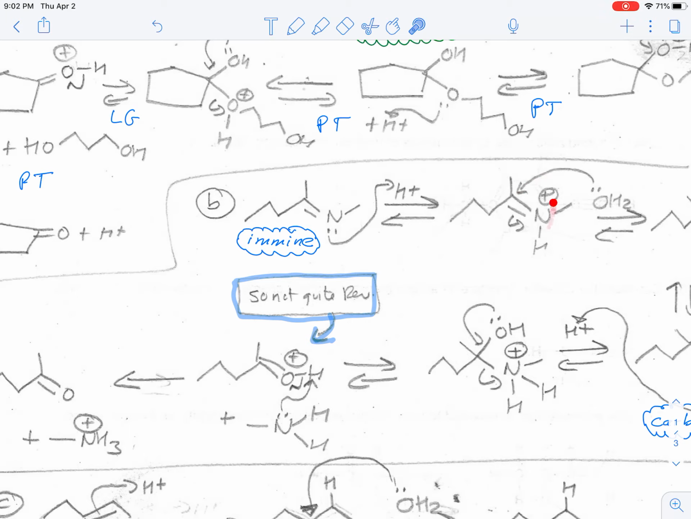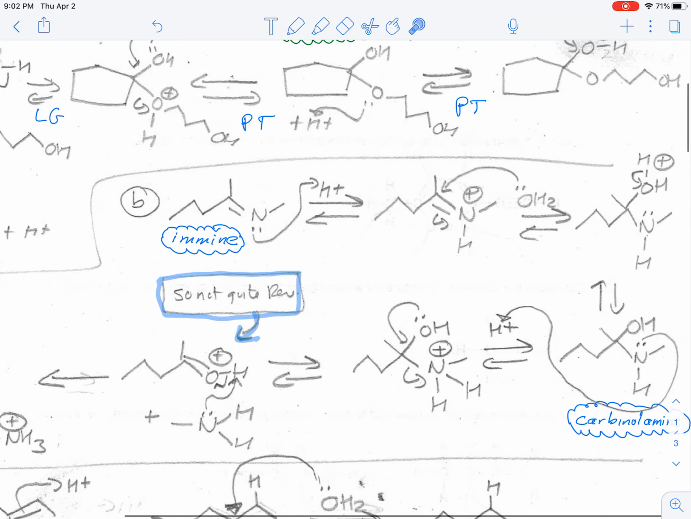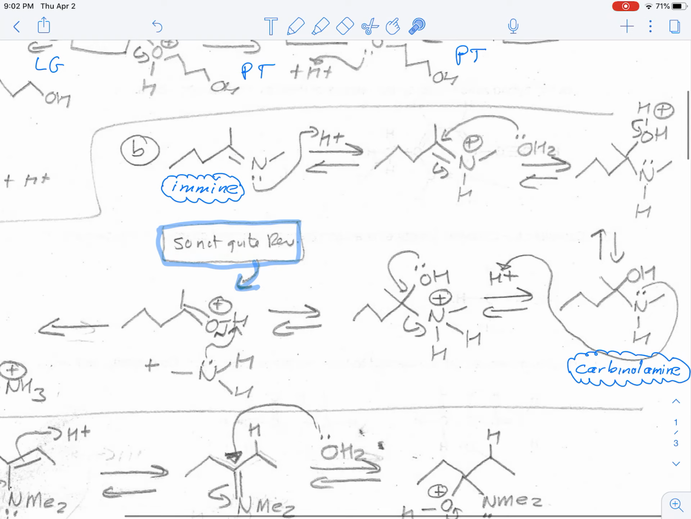Now the water attacks not the nitrogen, but the carbon next to the nitrogen, which is pretty similar to what happened in the above case. That gives us this intermediate, which is the conjugate acid of the so-called carbinolamine. And this carbinolamine is analogous to the hemiacetal. So you have an OH and a nitrogen with one hydrogen and other groups attached to it.